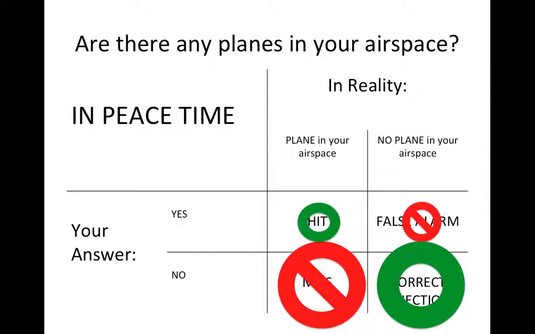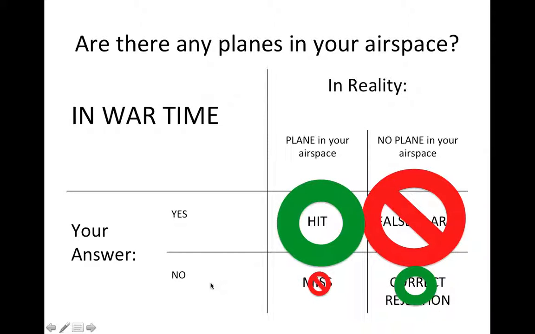So in peacetime, if there is a plane in your airspace, you have a small probability of saying there is one. But if there is a plane in your airspace, often you will say, no, I don't see anything, because it's a time of peace, and there shouldn't be any enemy airplanes. Just as if there's no plane in your airspace, you might be likely to answer no.